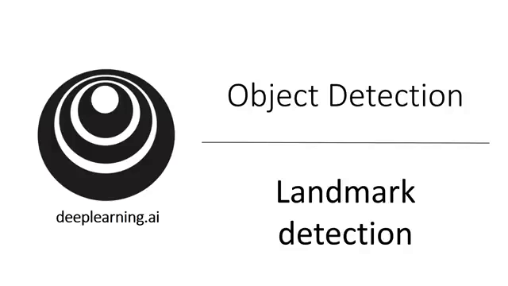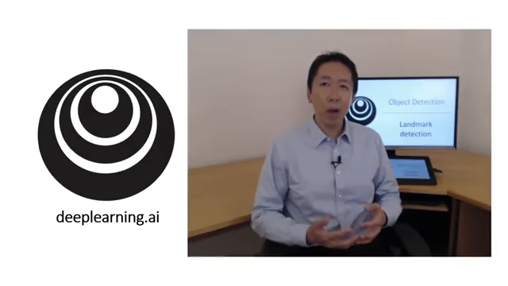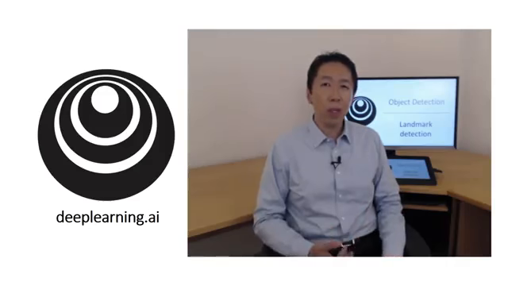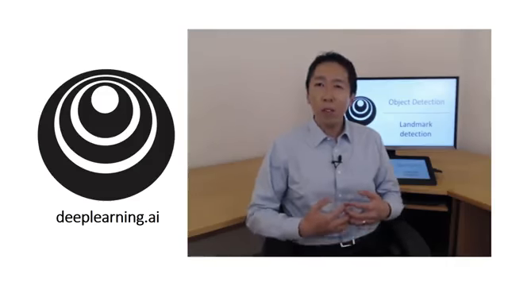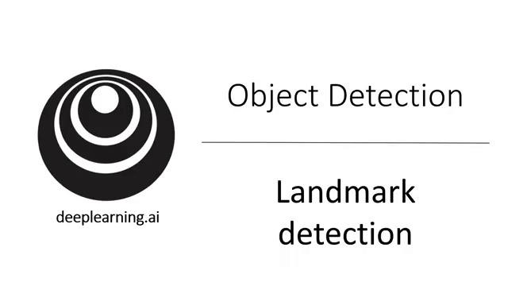In the previous video, you saw how you can get a neural network to output four numbers, bx, by, bh, and bw, to specify the bounding box of an object you want the neural network to localize. In more general cases, you can have a neural network just output x and y coordinates of important points in an image, sometimes called landmarks, that you want the neural network to recognize. Let me show you a few examples.